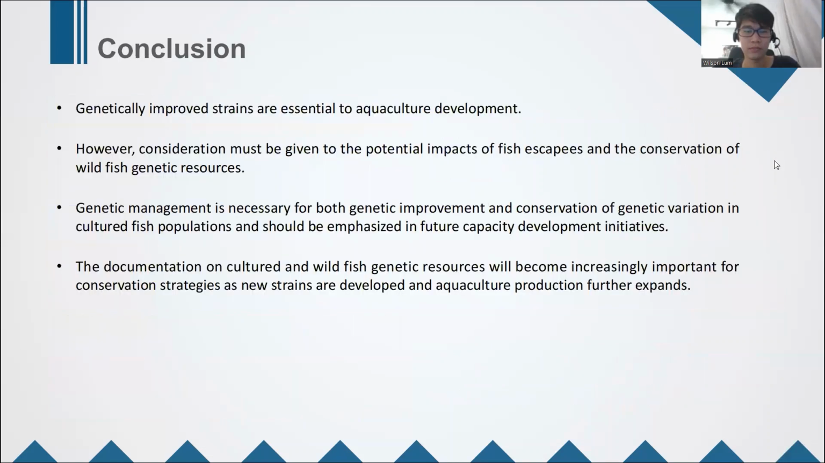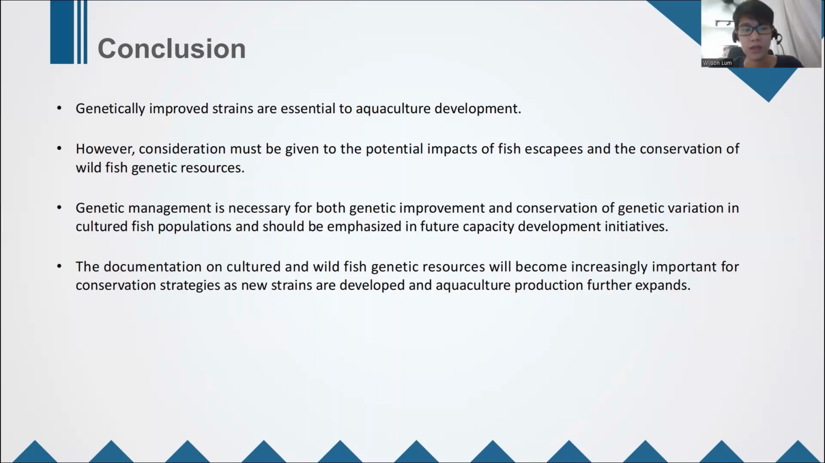So as a conclusion, we have four points that we wish to share. First, genetically improved strains are essential for aquaculture development. However, consideration must be given to the potential effects of fish escapees and the conservation of wild fish genetic resources. Genetic management is necessary for both genetic improvement and conservation of genetic variation in cultured fish populations, and should be emphasized in future capacity development initiatives.